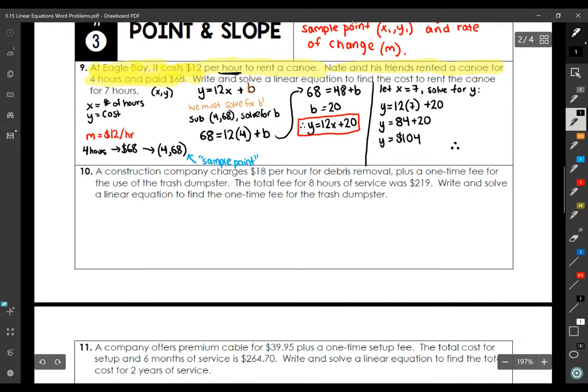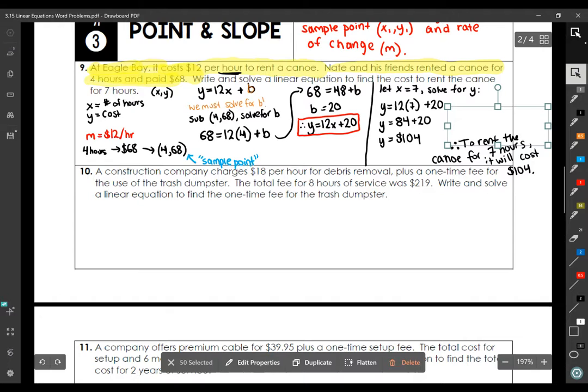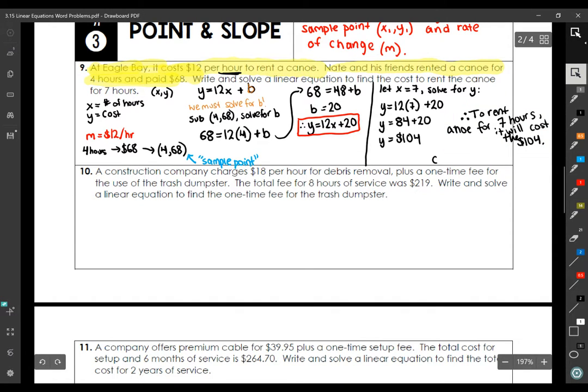Which gives us $104. So therefore, to rent the canoe for 7 hours, it will cost $104. Sorry, there we go.